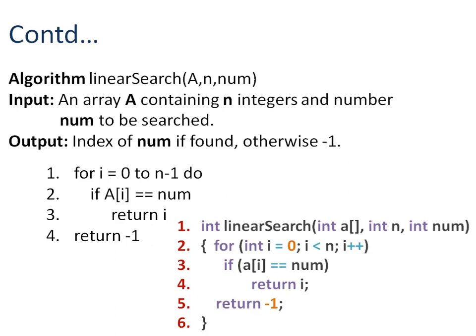Looking at the complexity, it depends on the position of the element we are searching for. If the element being searched is present at the first index, then the function terminates in the first iteration only, and hence the complexity comes out to be constant.